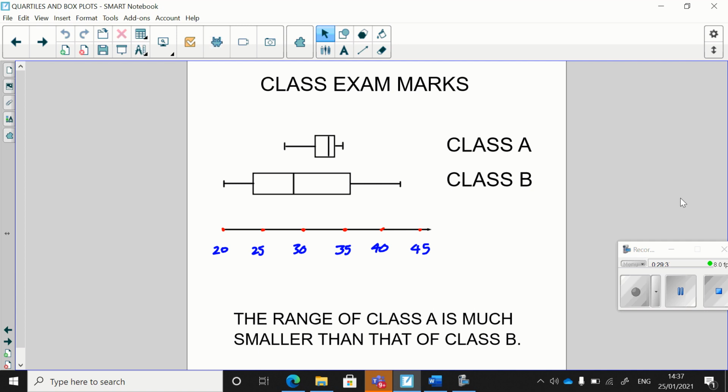The range of Class A is much smaller than that of Class B. Well, the range, that's just their biggest number take away the smallest number in the group, but we can see it graphically from the left hand side to the right hand side. So the range of Class A is much smaller. That's the range of values there, and you can see Class B has taken up much more of the page. So that seems obvious there.